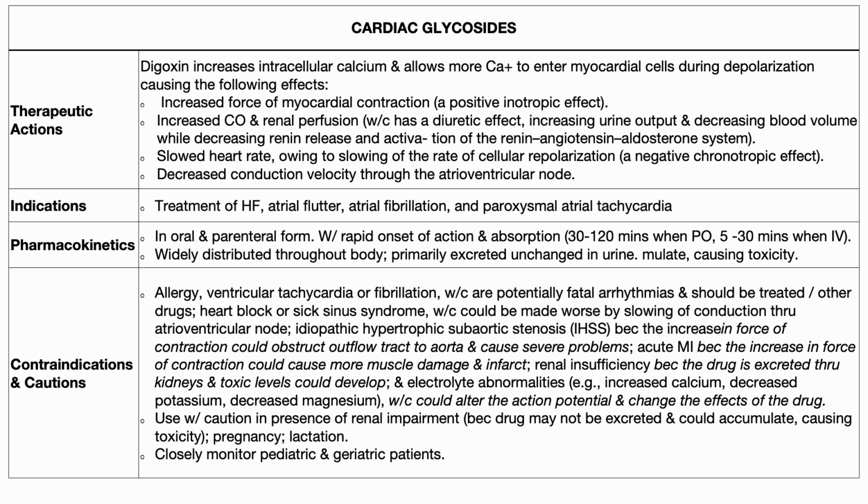Our cardiac glycosides were originally derived from the foxglove or digitalis plant, and these plants were once grouped up to make a digitalis leaf. So today, digoxin is the drug most often used to treat heart failure. So you have there its therapeutic actions, indications, pharmacokinetics, and then the contraindications and cautions.